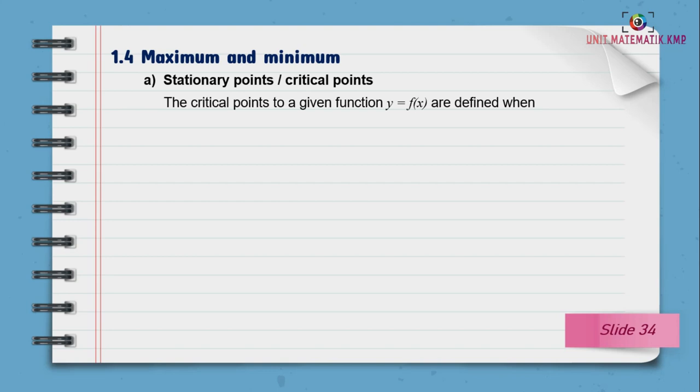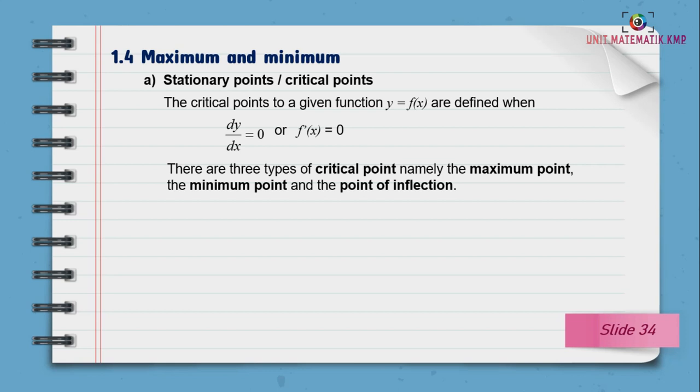Stationary points or critical points. The critical points of a given function y equal to f(x) are defined when dy/dx equal to 0, or f prime x is equal to 0. There are three types of critical point, namely the maximum point, the minimum point, and the point of inflection.